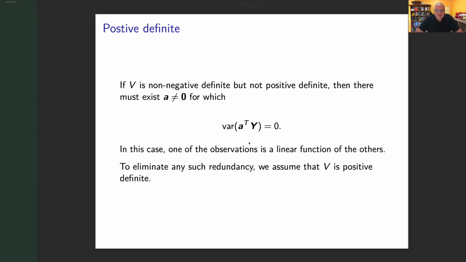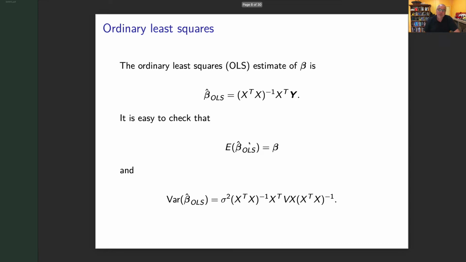In fact, we really don't want the variance of A transpose Y to equal 0. If we did have that, it would mean that one of the observations is a linear function of the others, and we really want to eliminate any redundancy like that. So we're going to assume that V is positive definite. We're just going to have that extra constraint.